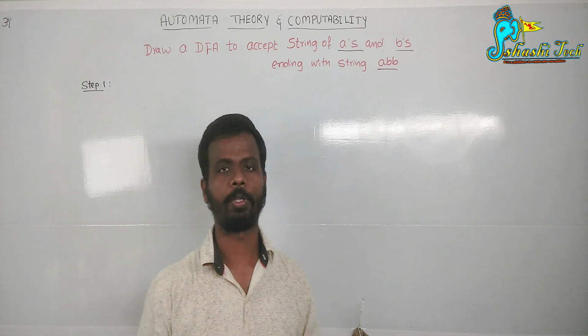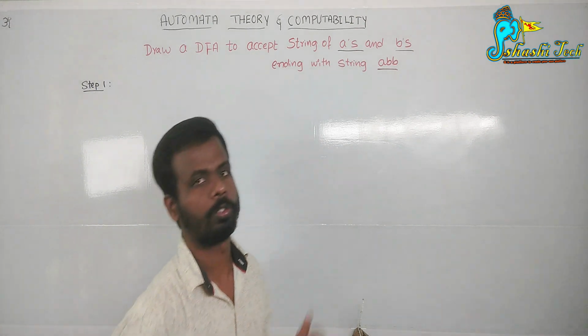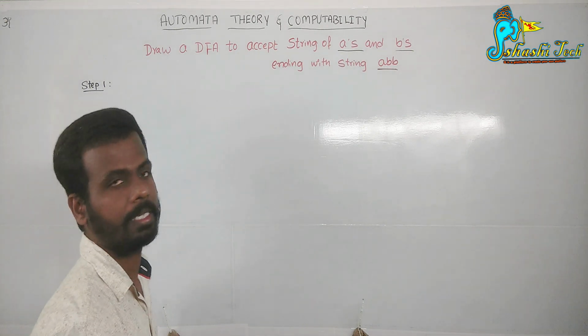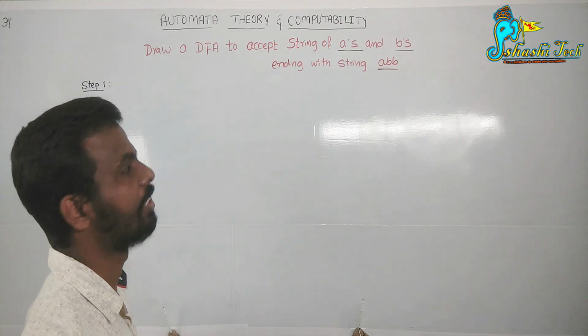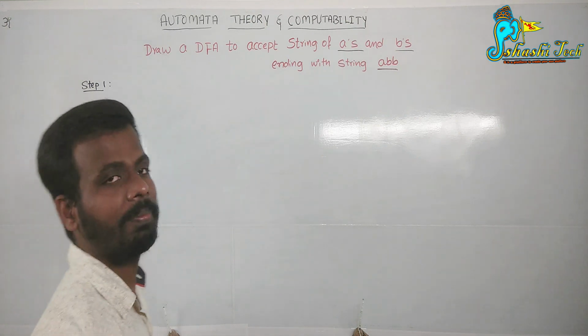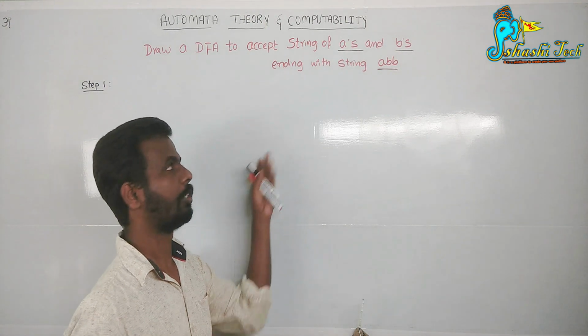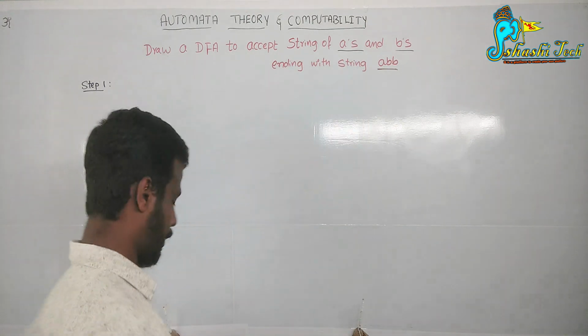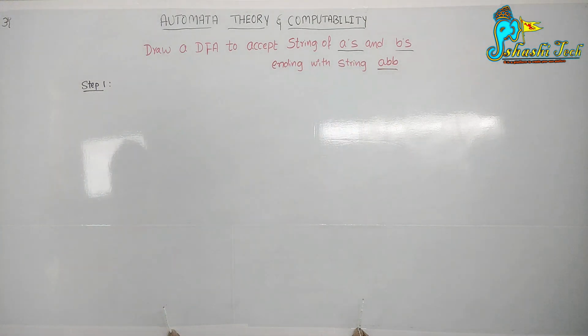Hello everyone, in this video we are going to discuss one more question, that is, draw a DFA to accept a string of A's and B's ending with a string ABB. In the previous video we discussed starting with a string, and here we are going to discuss ending with a string.